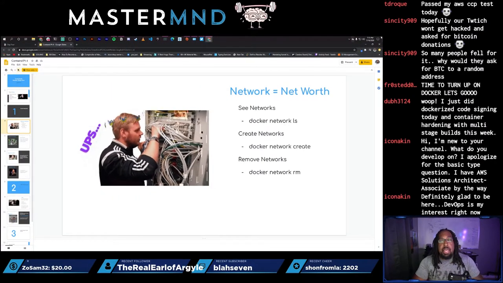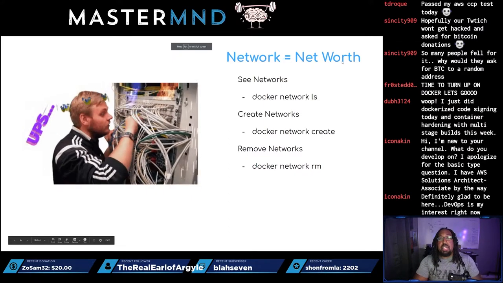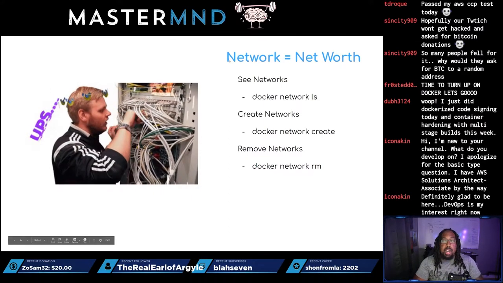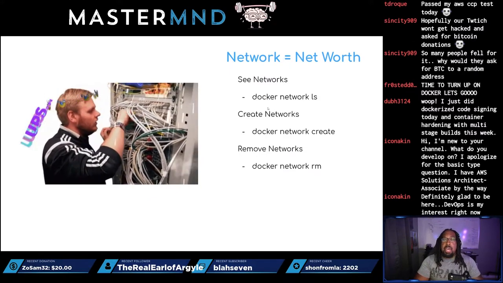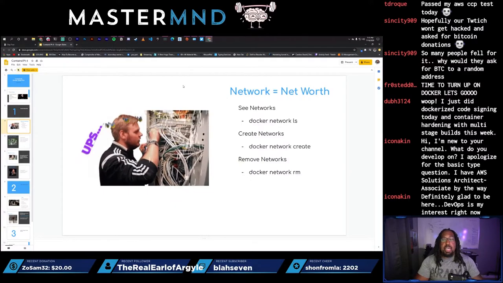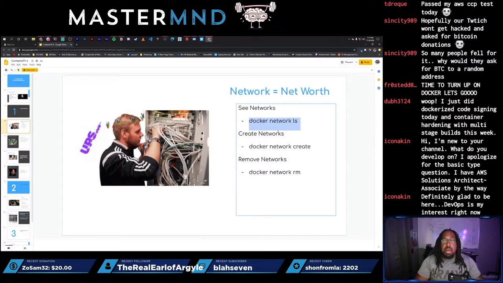And so the same way that we have those managed volumes that we talked about, when we talked about the volume mounts that Docker gives you and manages for you, it does the same thing for networks. And we can run some networking commands to see that. So if we want to see some Docker networks, we can simply run docker network ls.